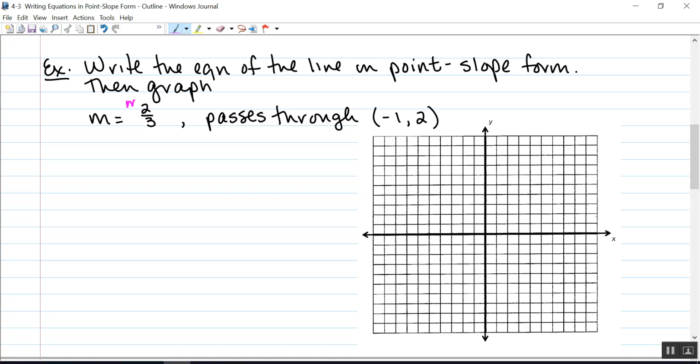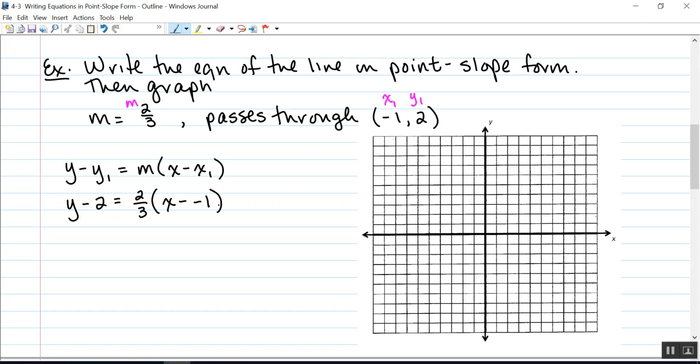So we have our slope, which is m, and we have a point, x1, y1. Okay, so recall that point-slope form is y minus y1 equals m times x minus x1. So all we need to do really is plug in the values there. So y stays y, and we're going to take 2 for y1. My slope is 2/3. X stays x minus, and then x1 is -1, minus a -1.